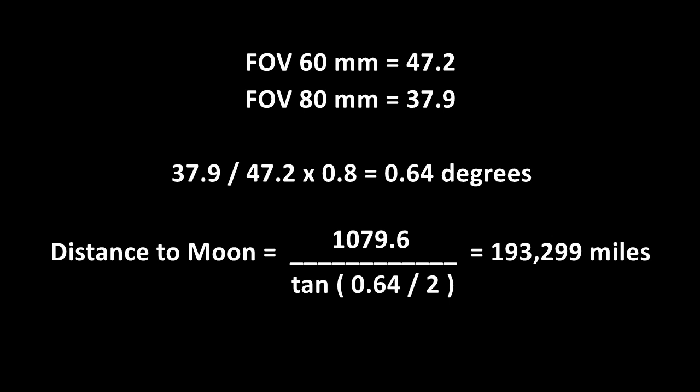Now, if the 80mm lens had been used to take the photos, the Moon would occupy 0.64 degrees of arc, which would indeed place it at around 193,000 miles. And just to be clear, if the 250mm telephoto lens really was responsible for these photos, the Moon would have to be 500,000 miles away to appear so small.